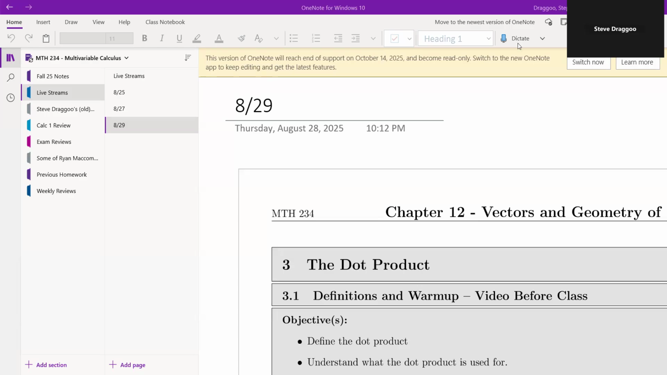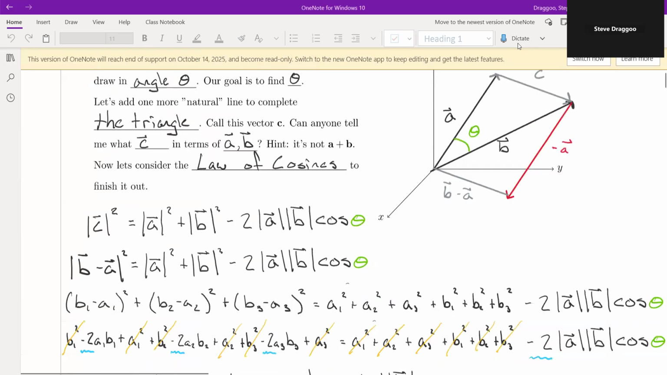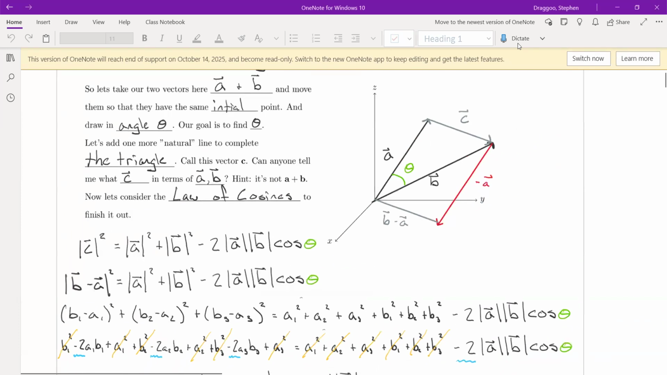Okay. Today, section 12.3 is going to cover the dot product. Let's quickly go over some of the basics of the law of cosines and the dot product.